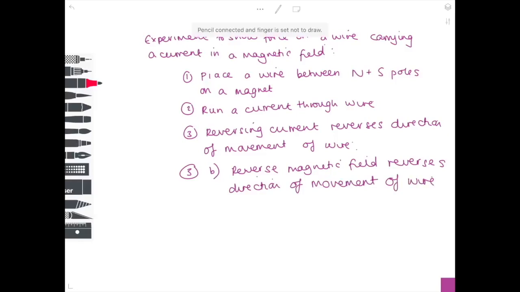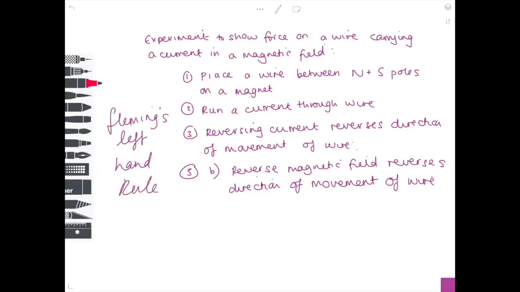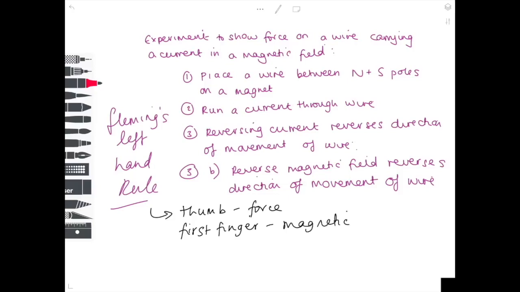And obviously the way in which you actually work out which way the wire is moving is using Fleming's left-hand rule, where, don't forget that your thumb, your left thumb, shows the direction of the force, your first finger shows the direction of the magnetic field, and your second finger shows the direction of the current.